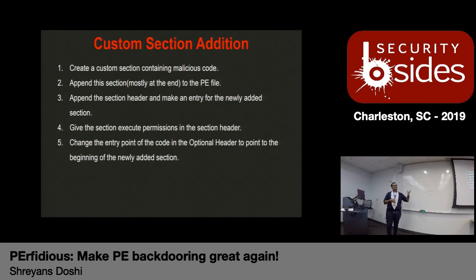So you basically add a section at the end of the PE file. You create an entry inside the section header for that new section, and you give it read, write, execute permissions, or whatever permissions you want to give. And then you change the entry point of the PE file to point to that new section. What this does is, instead of executing the text section when you run this program, it will execute the new section that you added at the end.